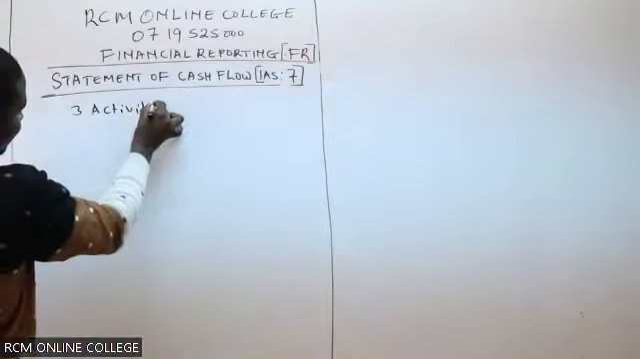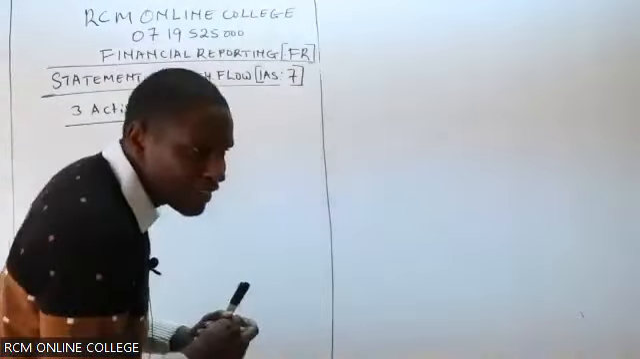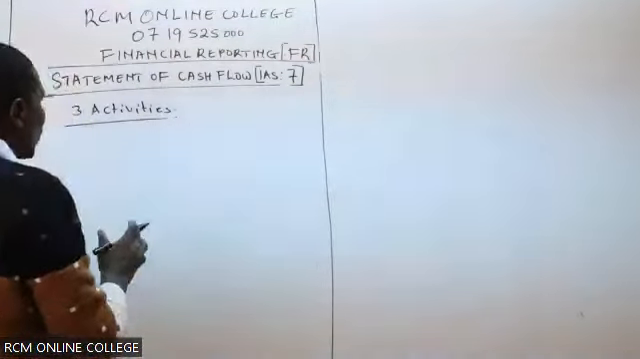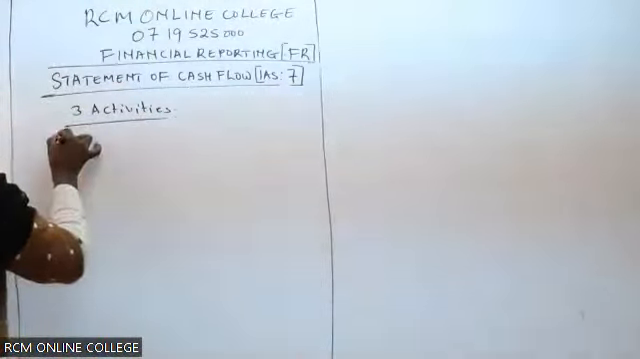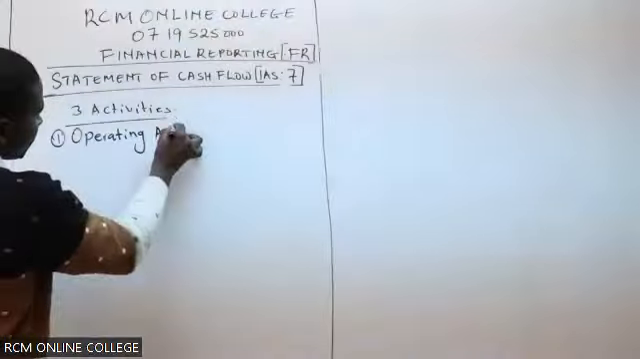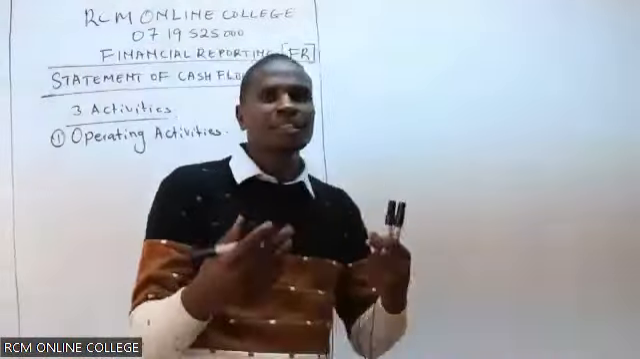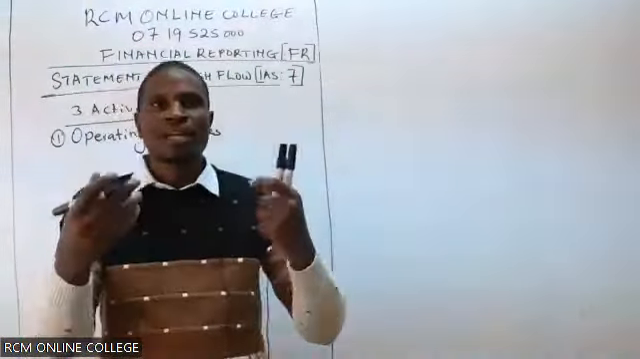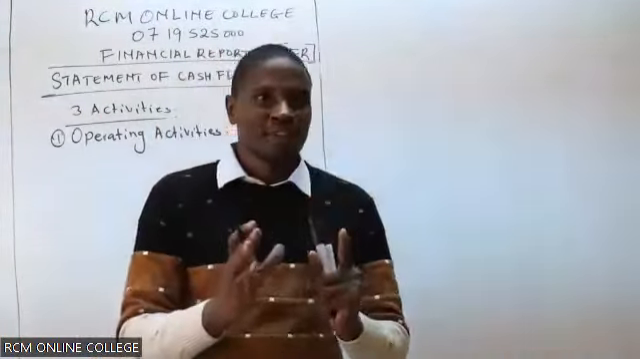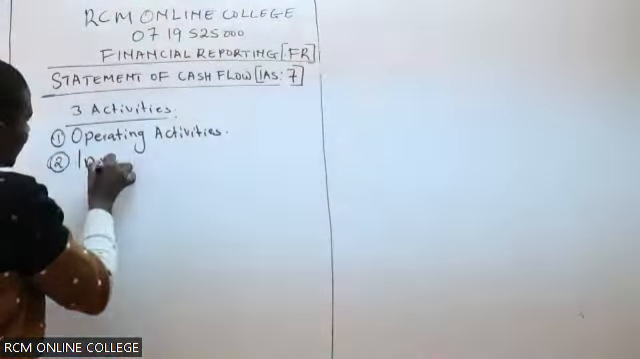Nothing is going to change. They will remain to be 3 unless we put something else, or we change the standard. The activities as per now, and it has been 3 activities, and one of them is operating activities. Operating activity: all those activities undertaken in a company or organization in order to generate revenue. Then we have activity number 2, which is investing activity.